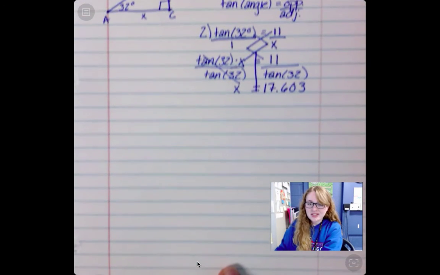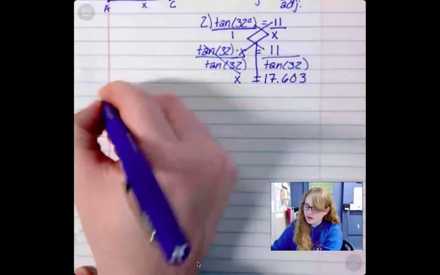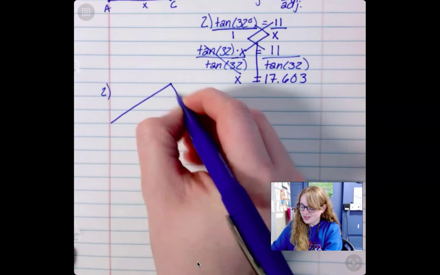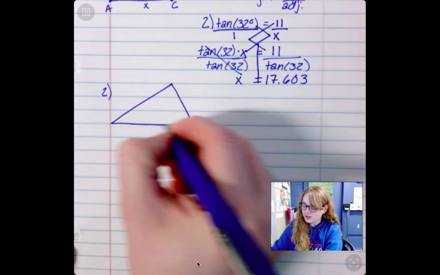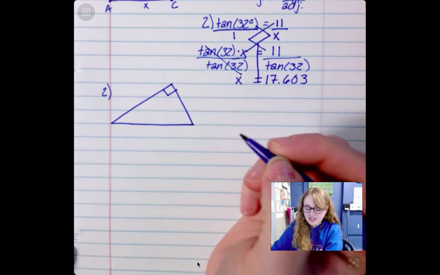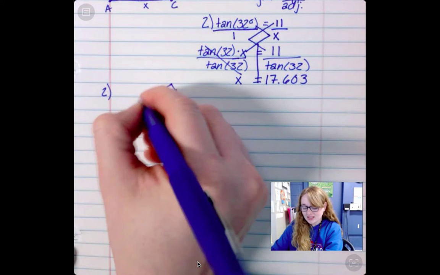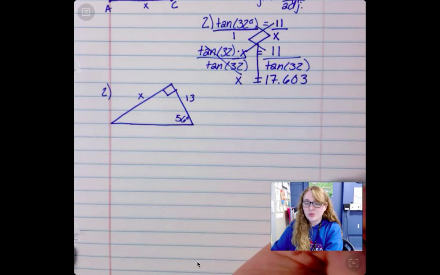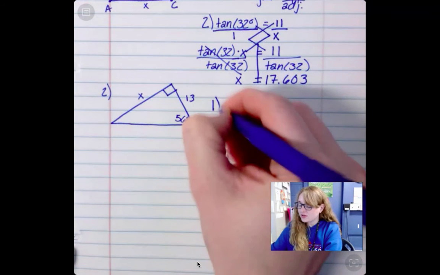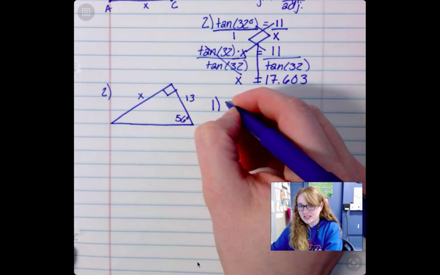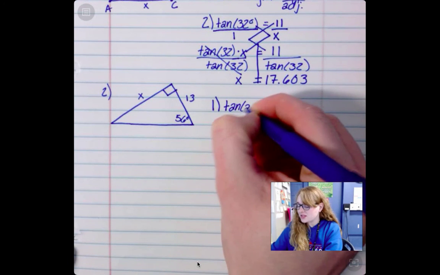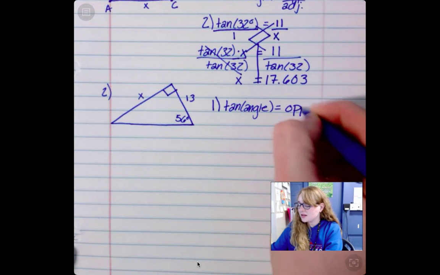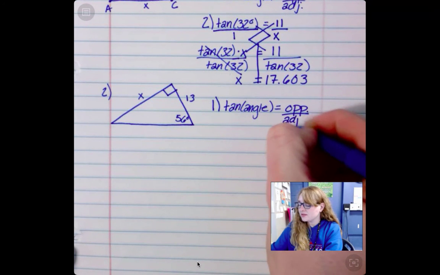All right, in our second example here, we have another right triangle, which is good because we do need our right triangles to do our trigonometric ratios. This time we don't have any points. We just are given the side lengths of x, 13, and the angle measure of 56 degrees. So once again, we're going to go through our 3 steps. First step is to set up, which is always going to be the same. Tangent of some angle is equal to the opposite over adjacent.